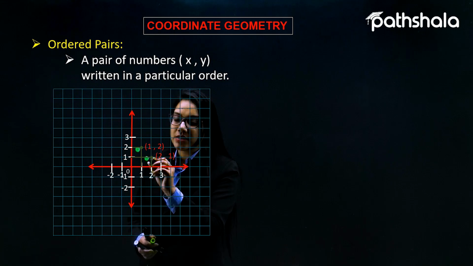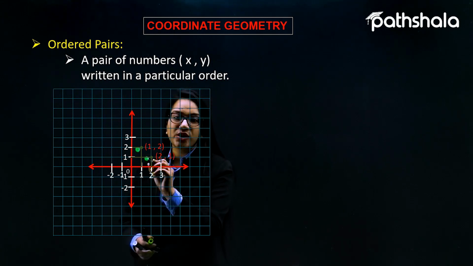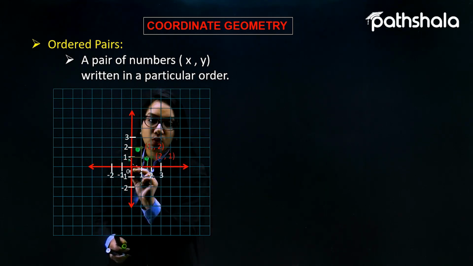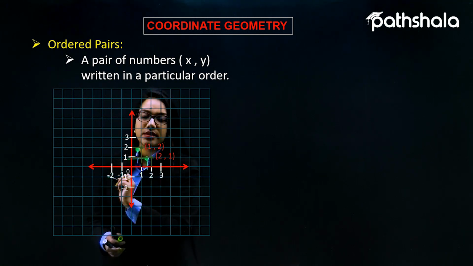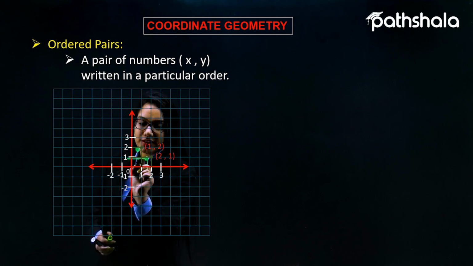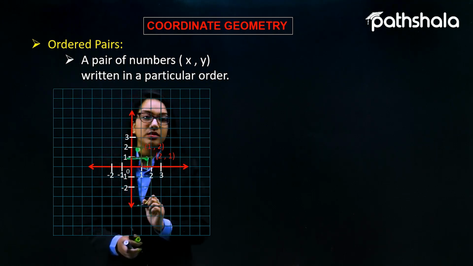(2, 1) means the abscissa is 2. So the abscissa is 2 here, and the ordinate is 1. So this is 1, as you can see. This is (1, 2) and this is (2, 1).